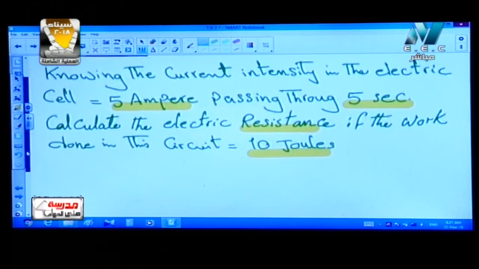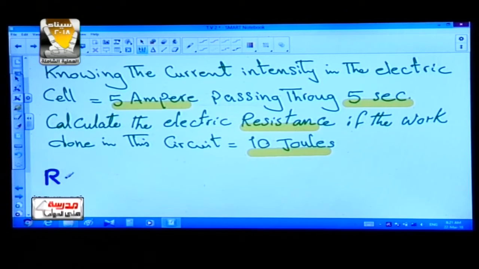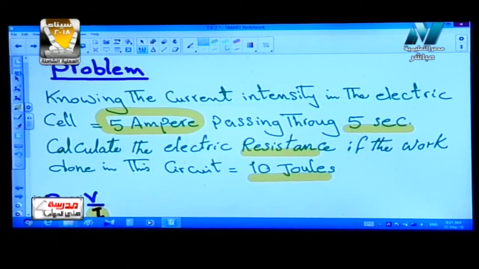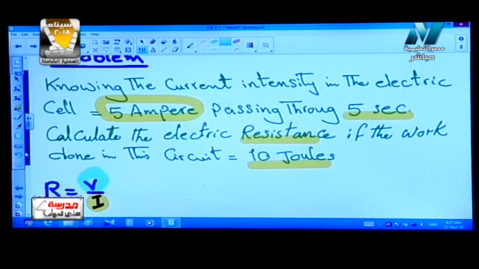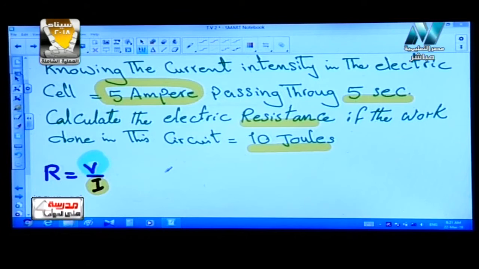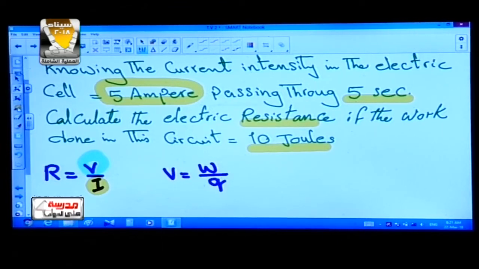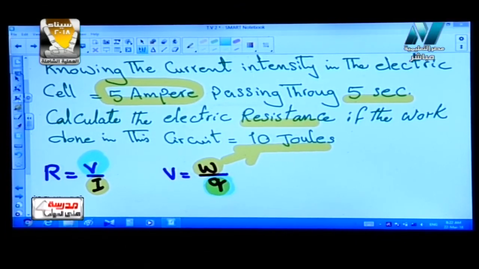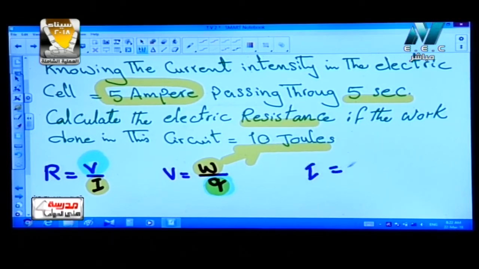From this problem, we should remember R equals V over I. In this case we have I equal 5 ampere, but we have no potential difference. We should calculate the potential difference, so we go to the other law: V equals W over Q. Right? And W here equals 10 joules. But Q, the quantity of charge, we don't know it. So let's go to the triangle of the quantity of charge: we have I equals Q over T.